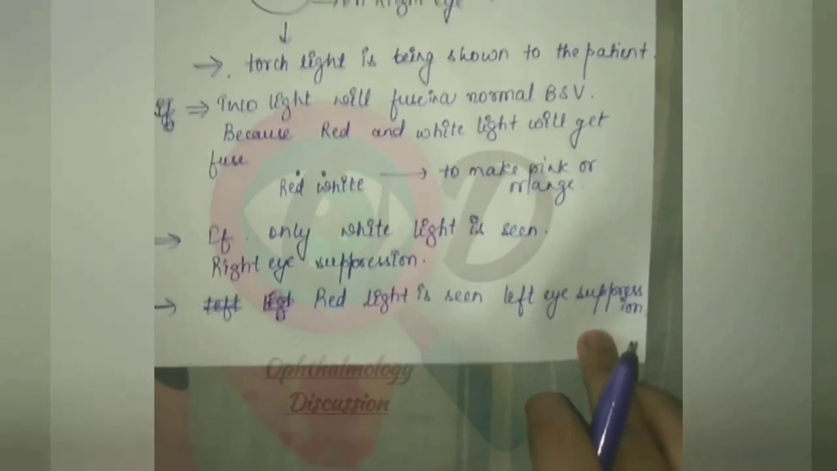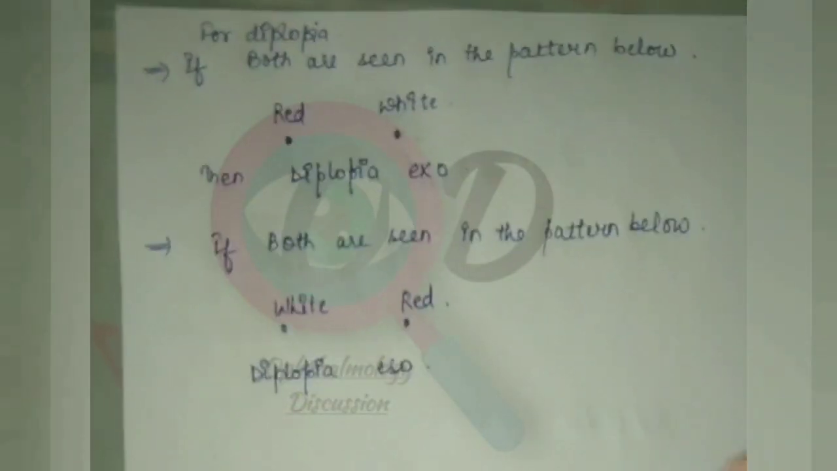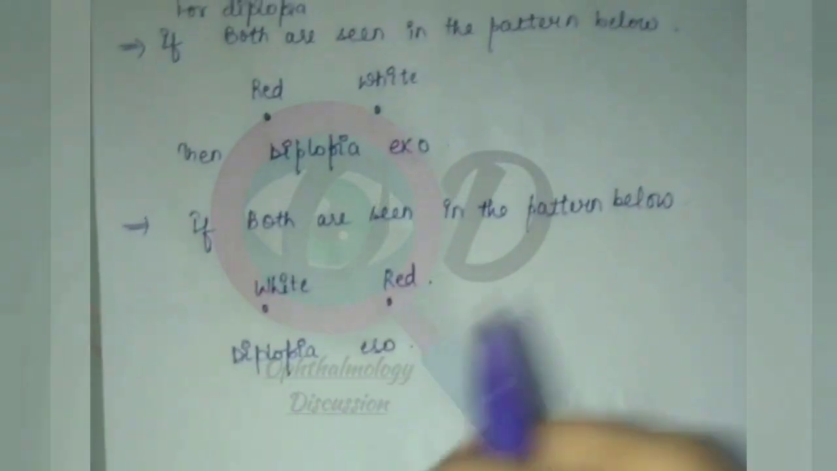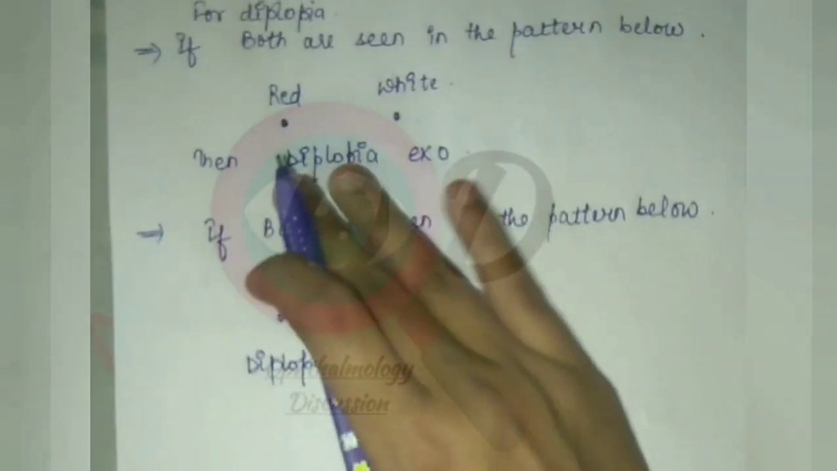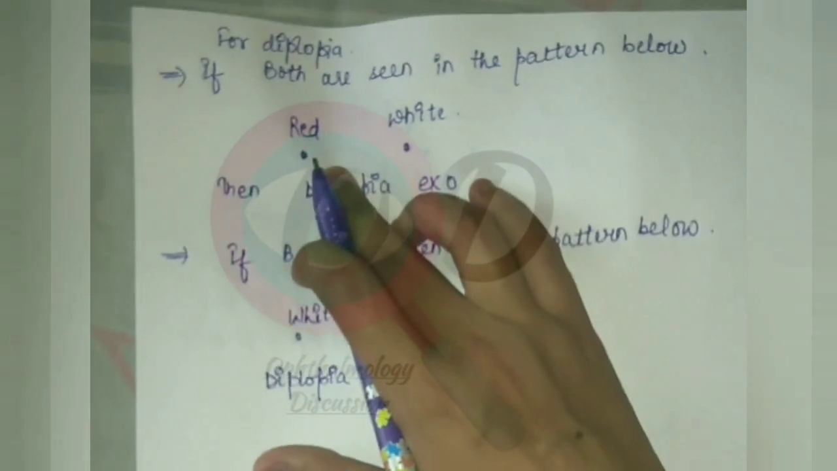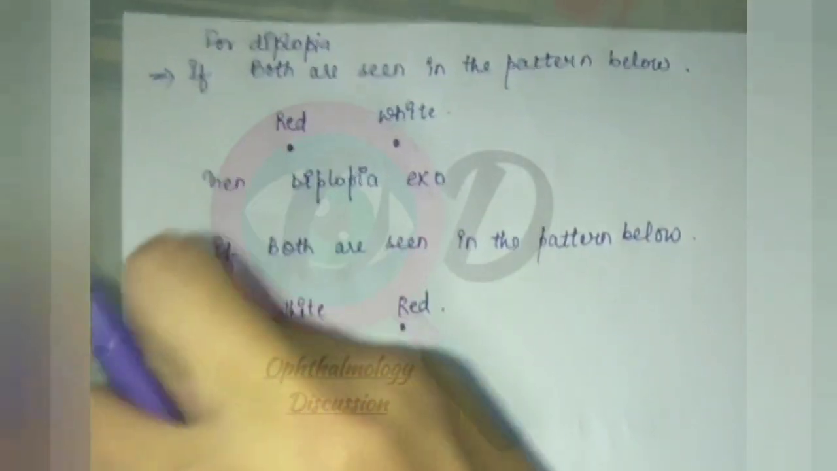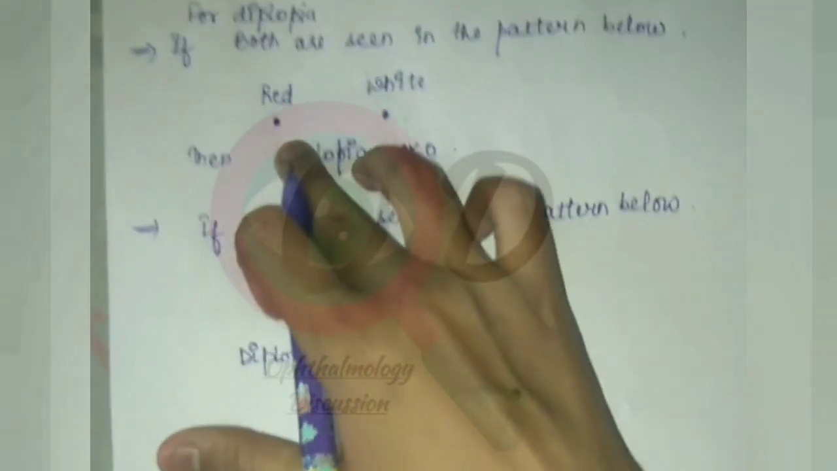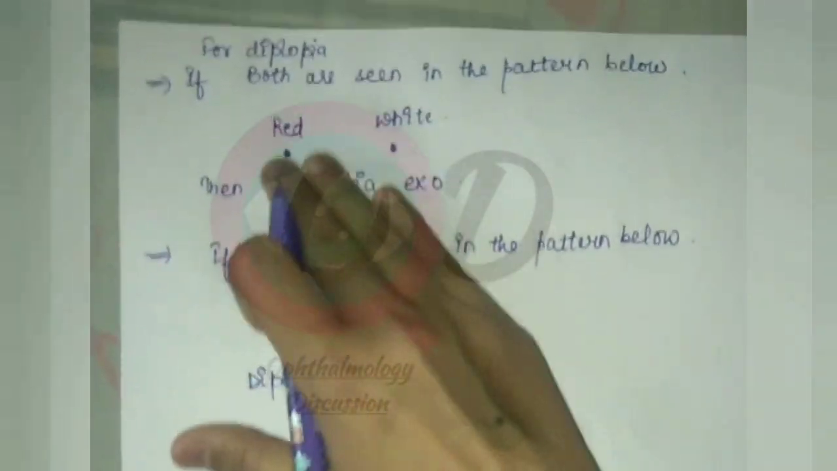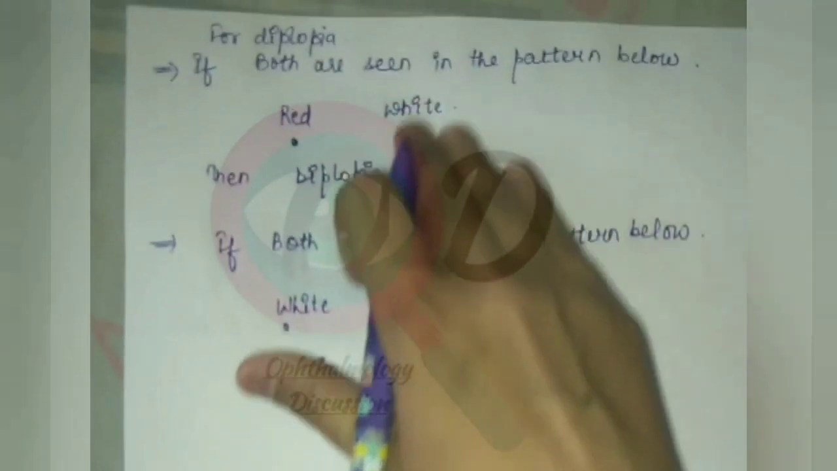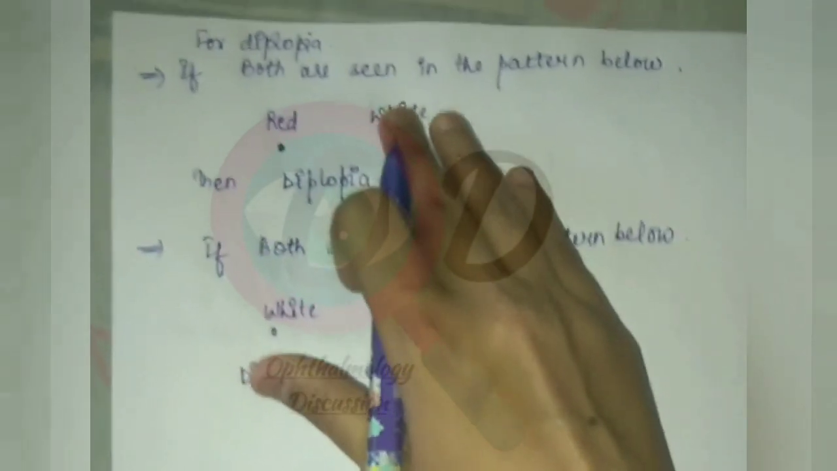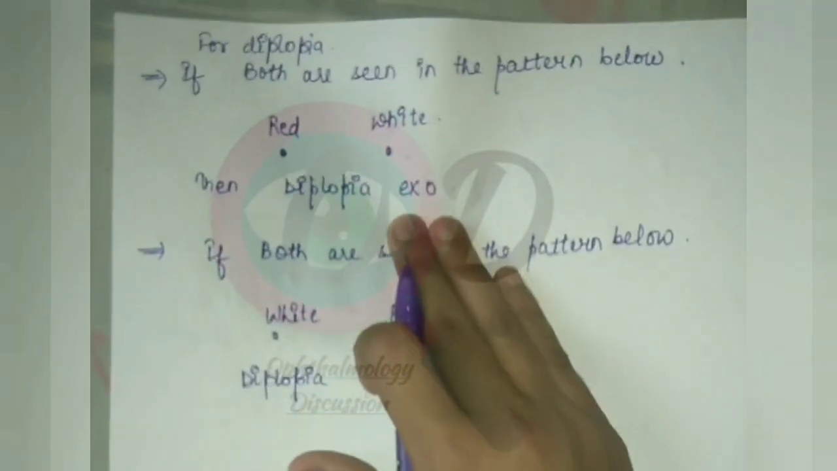Okay, now for diplopia. Diplopia is whenever the patient is seeing with the red filter in one eye, suppose on the right eye, then what happens? If the patient is seeing the red light, we need to observe the direction of the lights. Okay, so if the red light is in front of the right eye and the white light is in front of the left eye, then there is a diplopia having exo.